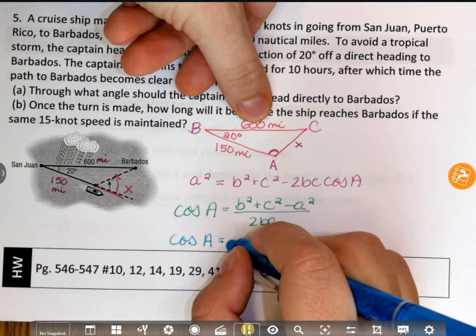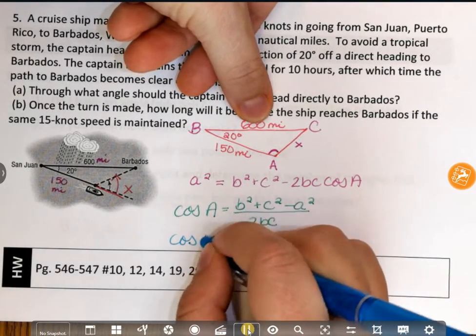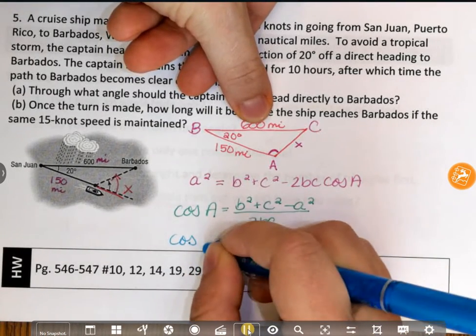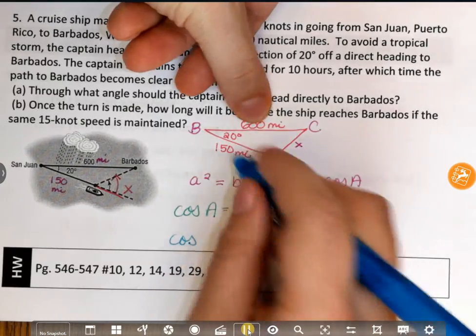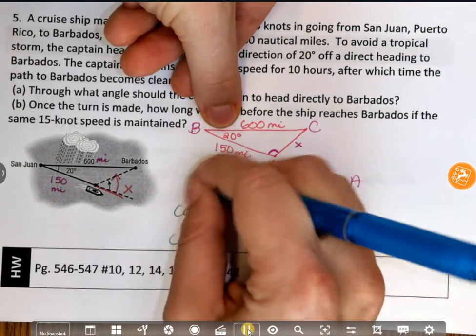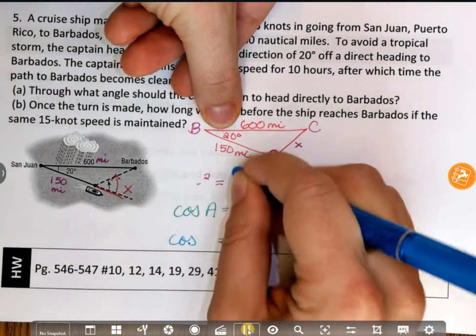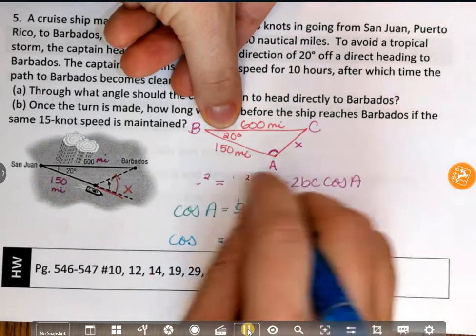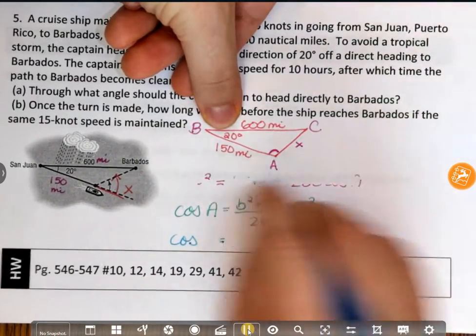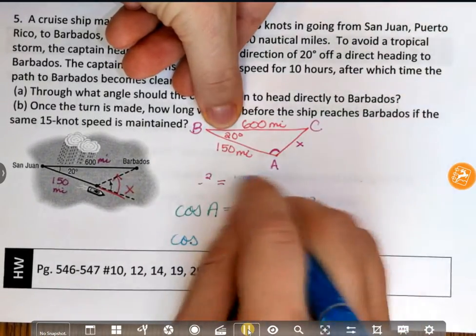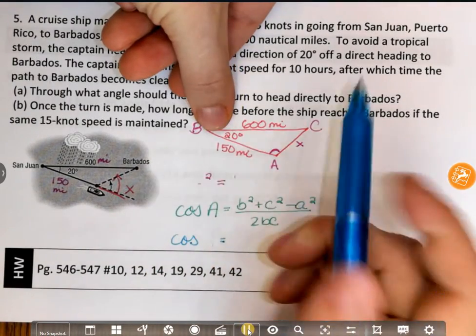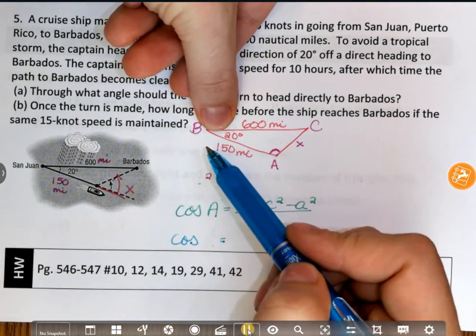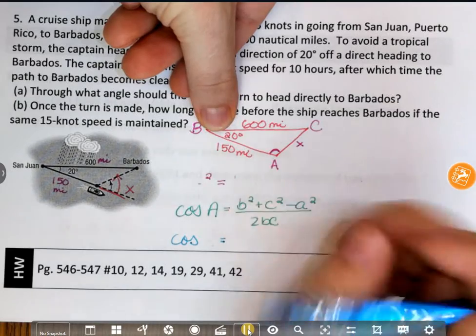Wait a minute. Yeah. This should be B. I should be using B. You understand why I should be using B, even though A is the one I want to find? Why should I use B? Because it's the only angle you have. That's why. You don't really have a choice.